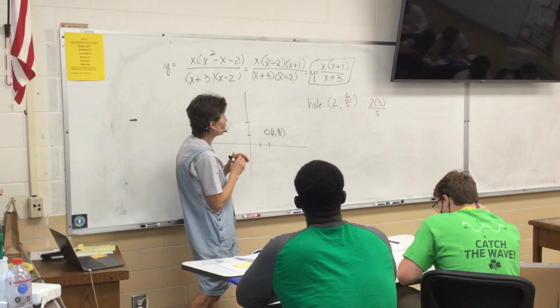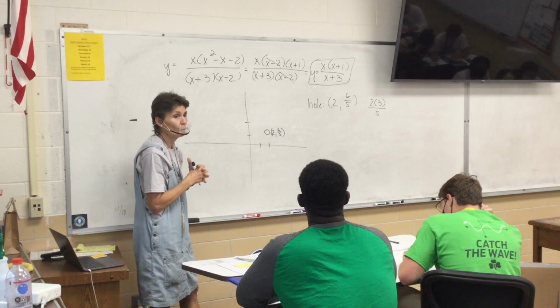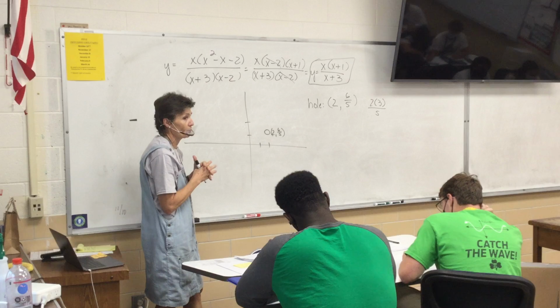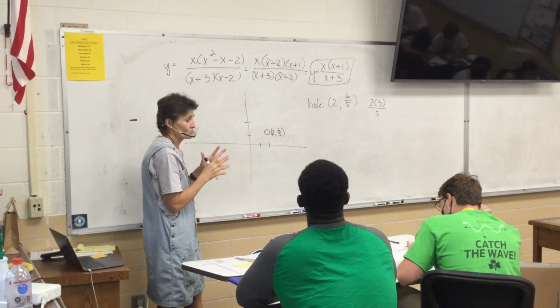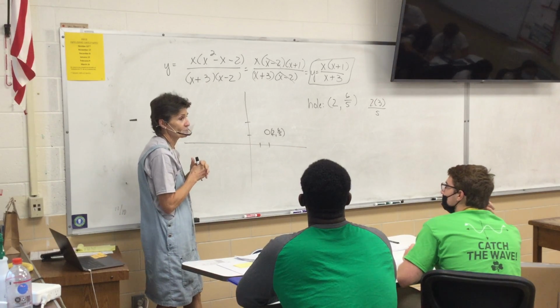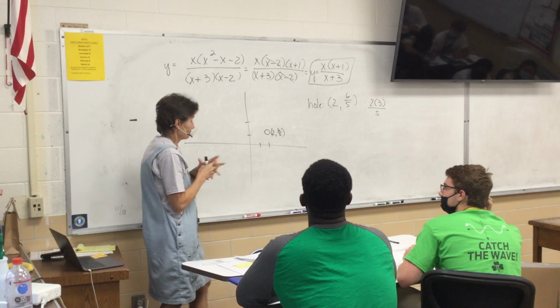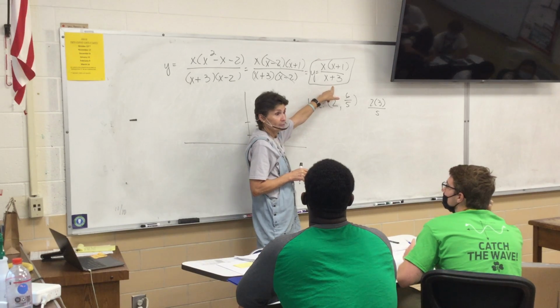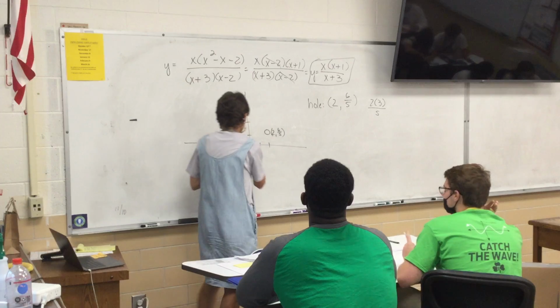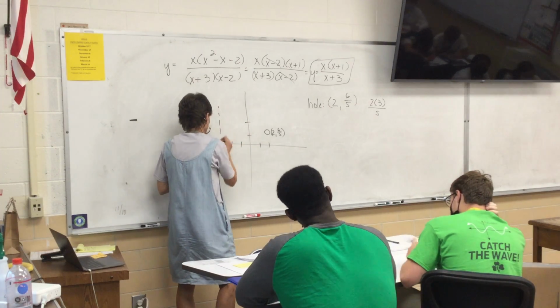Now, what about a horizontal asymptote? Is there a horizontal asymptote in this problem? Or not horizontal, vertical. Is there a vertical asymptote in this problem? There's a vertical. It's at x equals -3.